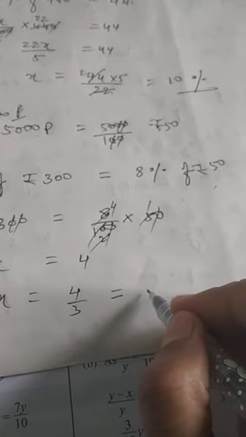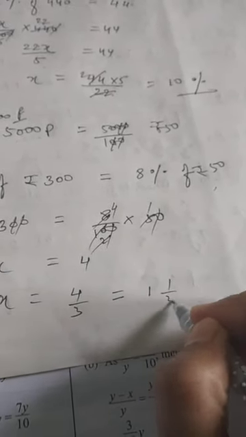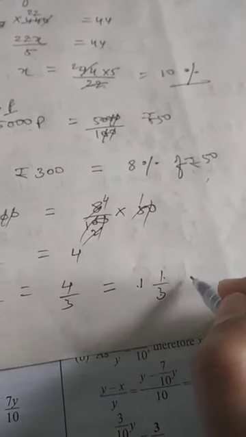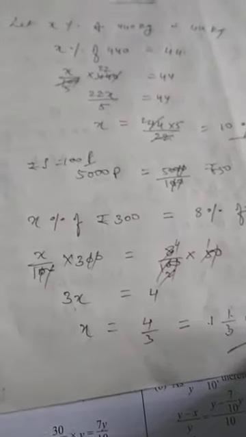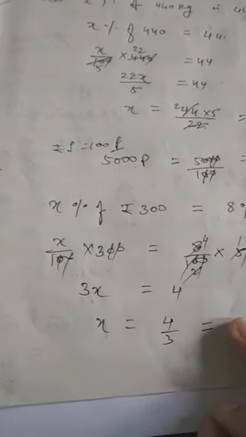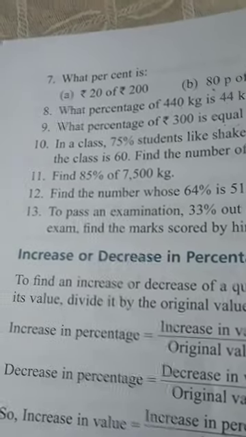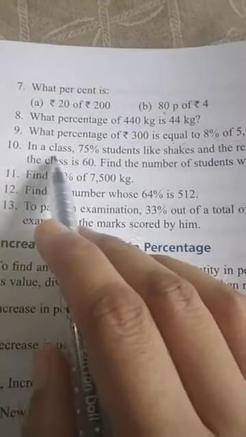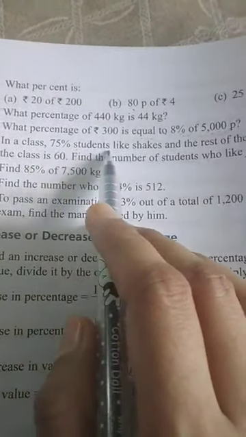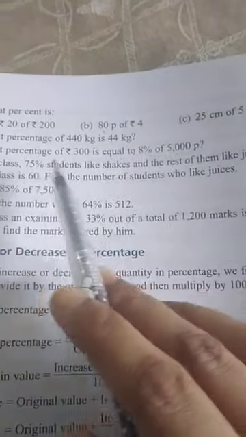Or you can change this into a mixed fraction: 1 1 by 3, 3 1s are 3, plus 1 is 4, so 4 by 3%. Okay, so the answer is this. I hope it is clear. Question number 10 is saying that in a class 75% of students like shakes and the rest of them like juices.